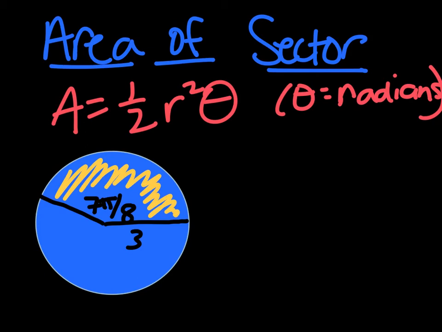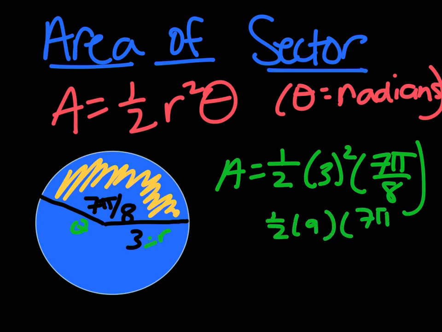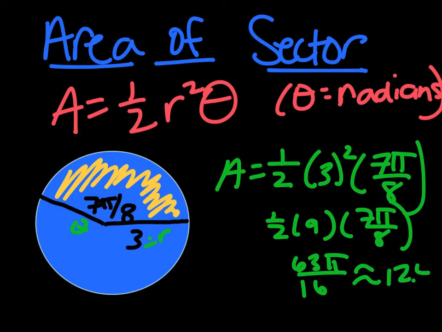So let's do green. Okay. So this is my radius, this is my theta. So my area equals 1/2 my radius squared times my theta. So 1/2 of 9 times 7 pi over 8. That's going to give me 63 pi over 16, which is about 12.4.